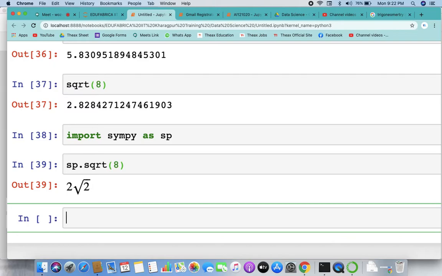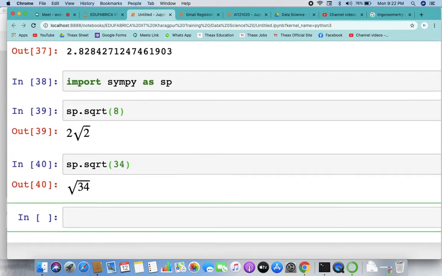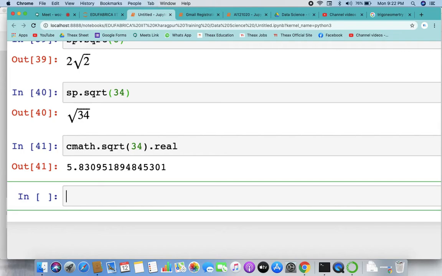Symbolic representation. The lowest symbolic representation you can get there. You want a square root of 34. Square root of 34. That's it. I'm not going to find out the values and all. But if I say math dot sqrt of 34, I'll get 5.8303 as a result.